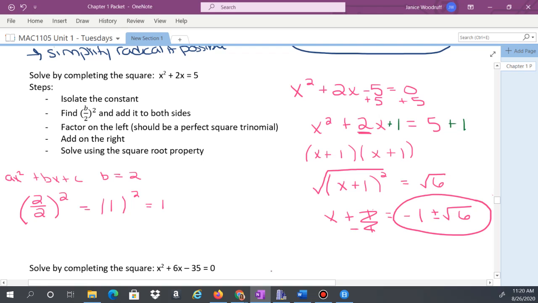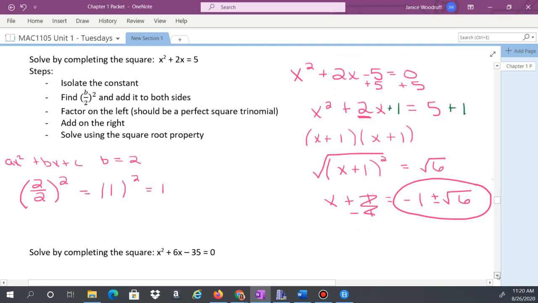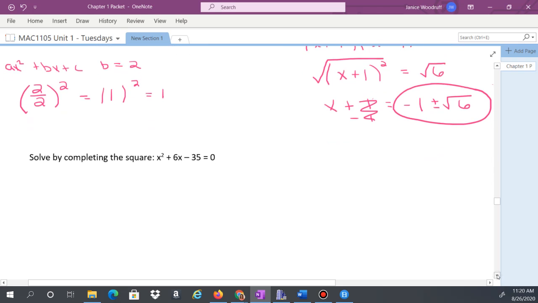So it takes practice. Anytime we do something new, we want to practice it. So we have another one underneath. All right. Let's go through that one.